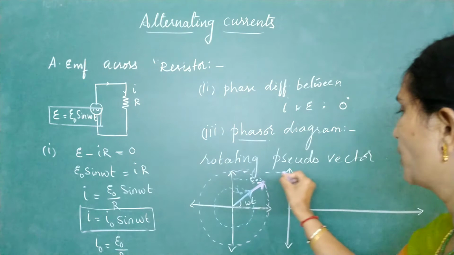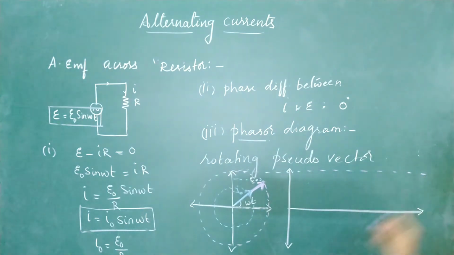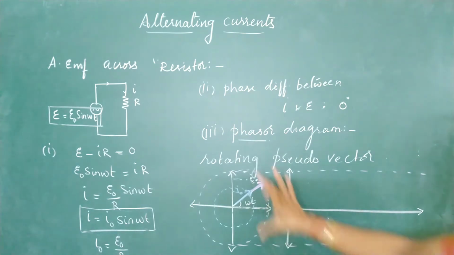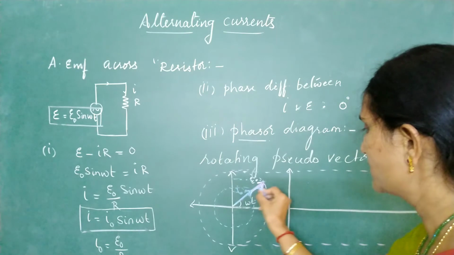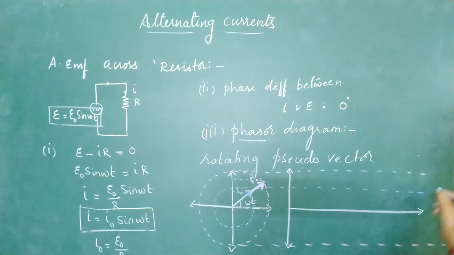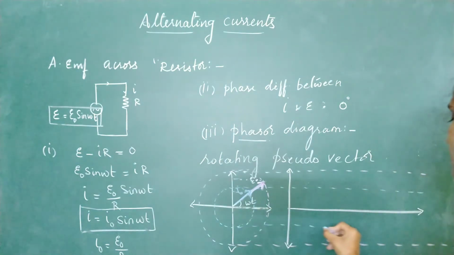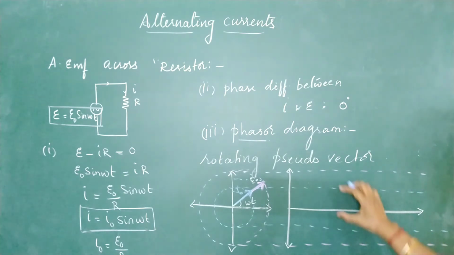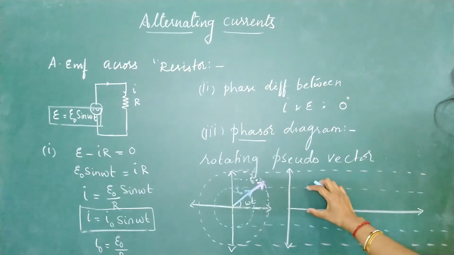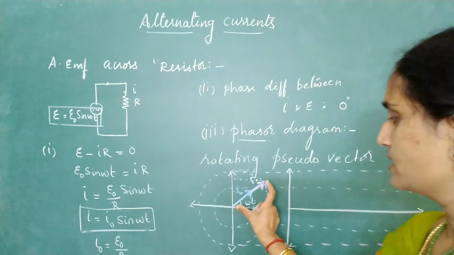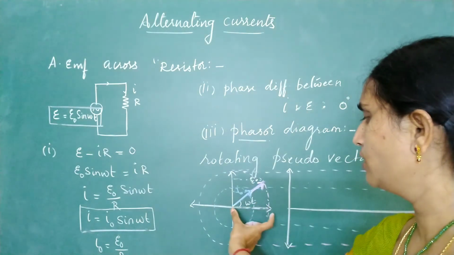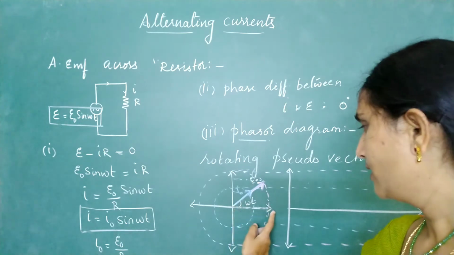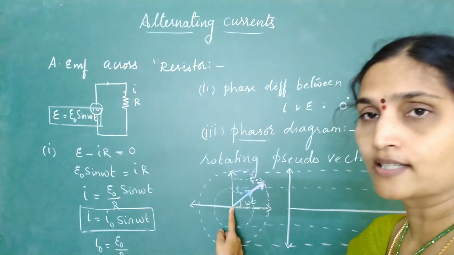Take the reference points first. So this is the height of the E naught vector. Now from the smaller circle I will take the reference points. The blue line will give you the amplitude of the I naught vector. Now first observe only the E naught vector. At t equal to 0, E naught was on the x-axis. Its projection on the y-axis is 0.